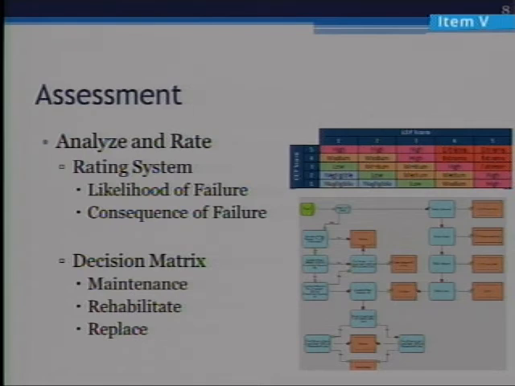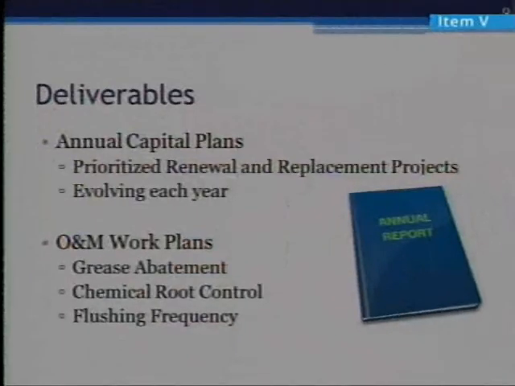Based on the data that we see from the inspections, there could be a matrix that shows the assets and determines the next steps for each segment, such as if it needs to be maintained, rehabilitated, or replaced. We'll also be able to determine, if it's rehabilitation, the type of method needed, such as slip lining or cured in place. And for maintenance items, we'll be able to determine if it's grease or roots.